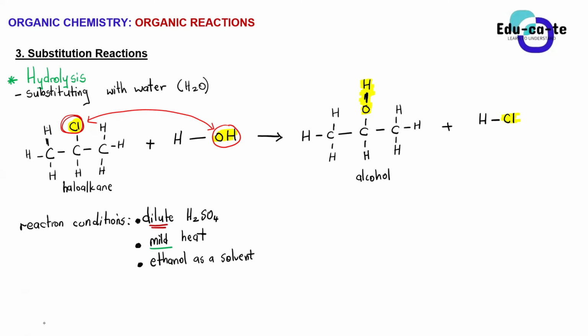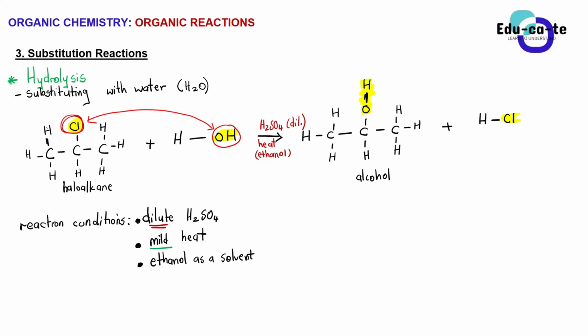So these are the reaction conditions. For this OH to be able to replace the Cl, we will require H2SO4, but this H2SO4 must be dilute. Just write DIL for dilute. And then we might need heat. We might also need ethanol as a solvent. So if they write these conditions on the arrow, it simply means that these are our reaction conditions. These are the reaction conditions for hydrolysis, whereby the OH exchanges with the Cl.